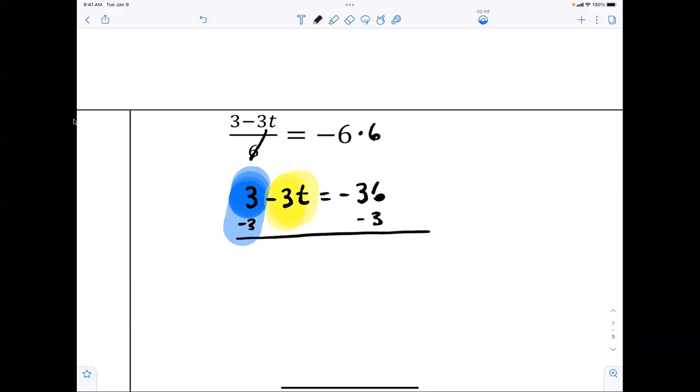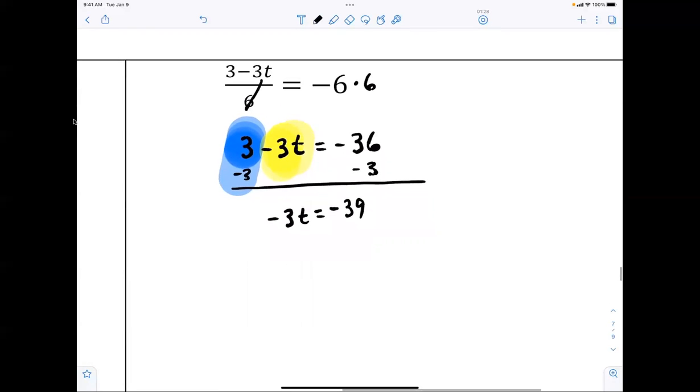Yes, the negative 3t. So I bring that down. Now, come on now. Tell me negative 36 minus 3. Then that would be negative 23. No, you forgot. When they're both negative, you add. Oh, it's negative. And that's negative 39. Yes, negative 39.